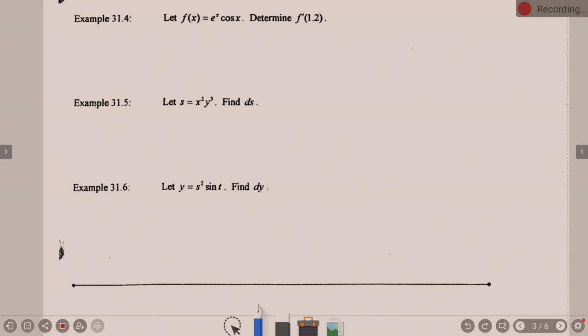Okay, example 4. Did you start it? f of x equals e to the x cosine x. It says determine f prime of 1.2. Well, what are you having to do first? Before we can find f prime of 1.2, we have to find f prime of x, right? You have to find the derivative. So, okay, derivative of e to the x cosine x. What are you doing?